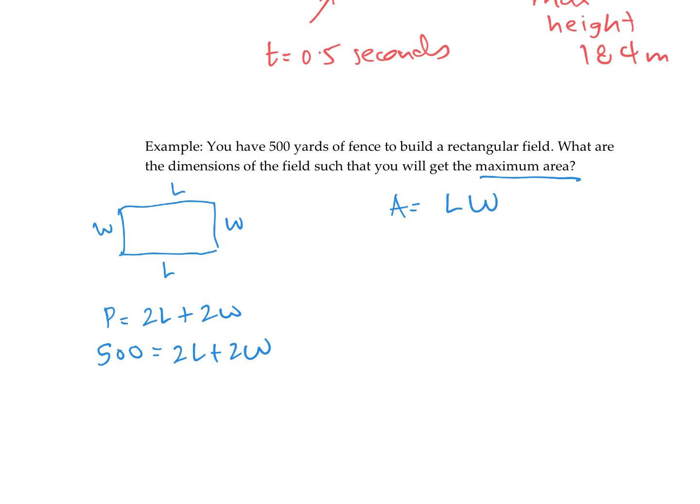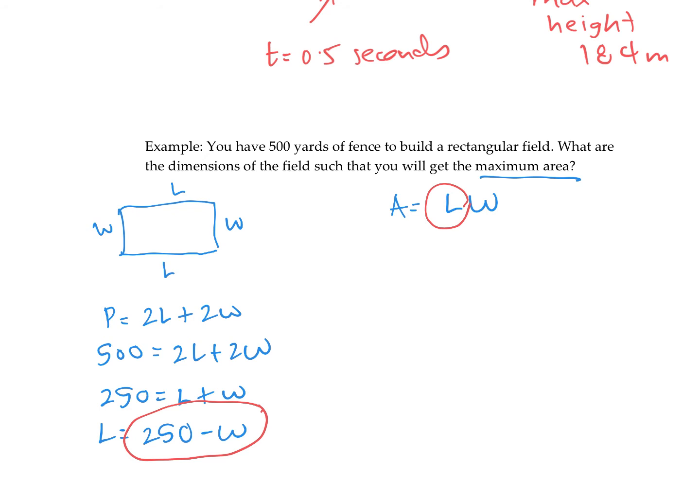So what I'm going to do is isolate my perimeter formula for either L or W. I think the first thing I'll do is divide by 2 just to reduce it. And then I'm going to isolate for either L or W. It doesn't really matter which. And then I can substitute that into the area formula.